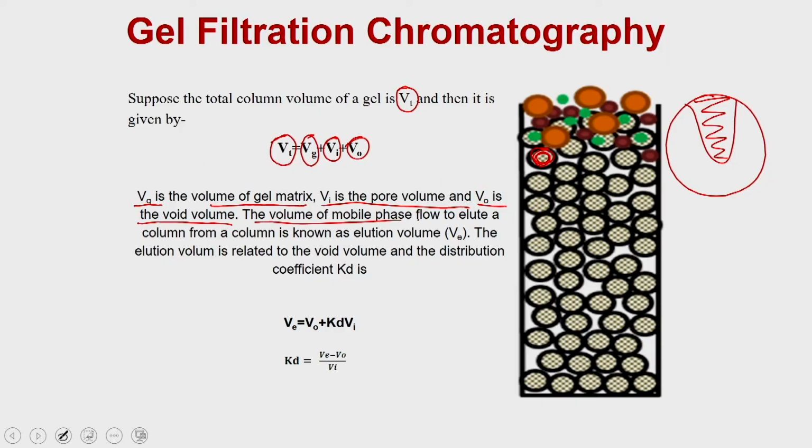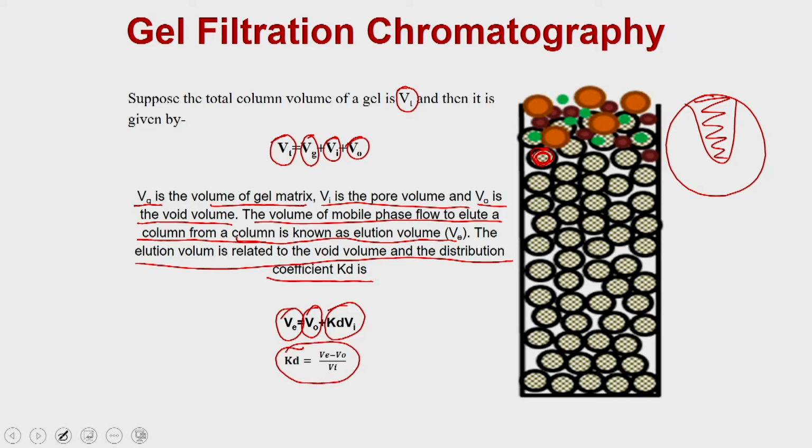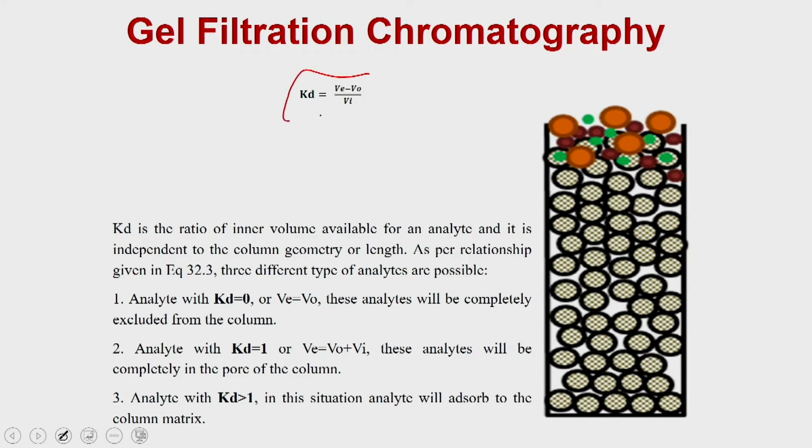The volume of the mobile phase flow to elute a substance from a column is known as the elution volume, or VE. The elution volume is related to the void volume and the distribution coefficient Kd. So, the elution volume VE is equivalent to VO plus Kd times Vi. Okay. So, if you rearrange, Kd is equivalent to (VE minus VO) divided by Vi. So, that is the formula for Kd.